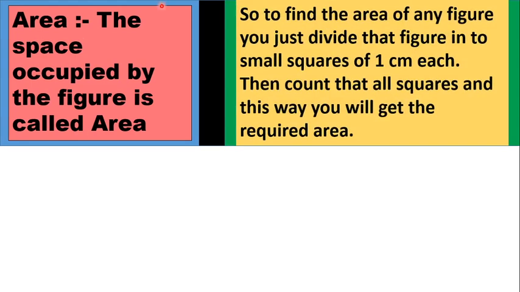Then how are we going to calculate the area of the figures in this chapter? So let us see. There is one important part. Look here carefully and try to learn it. To find the area of any figure, you just divide that figure into small squares of 1 centimeter each. What we have to do? Just divide that figure into small squares of 1 centimeter each, then count all the squares, and this way you will get the required area. Suppose this is a rectangle and you have to find out the area. Divide this rectangle like this, horizontally and vertically, into small squares of 1 centimeter each and count those squares only.